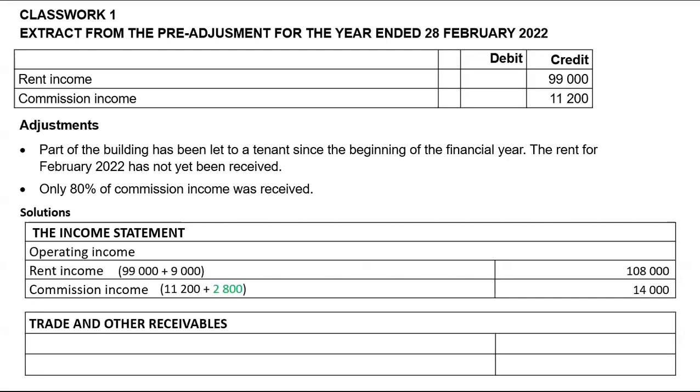And that will give you 14,000 rand. The 9,000 rand and the 2,800 represent accrued income. As I've said, accrued income will be recorded in trade and other receivables, which will be made up of rent not yet received, as well as commission income not yet received. It'll be 11,800 in total.